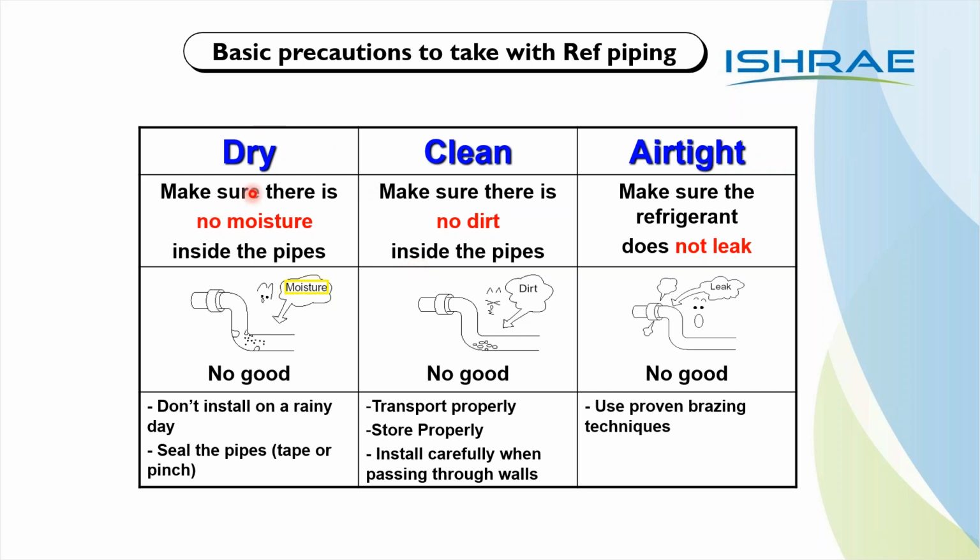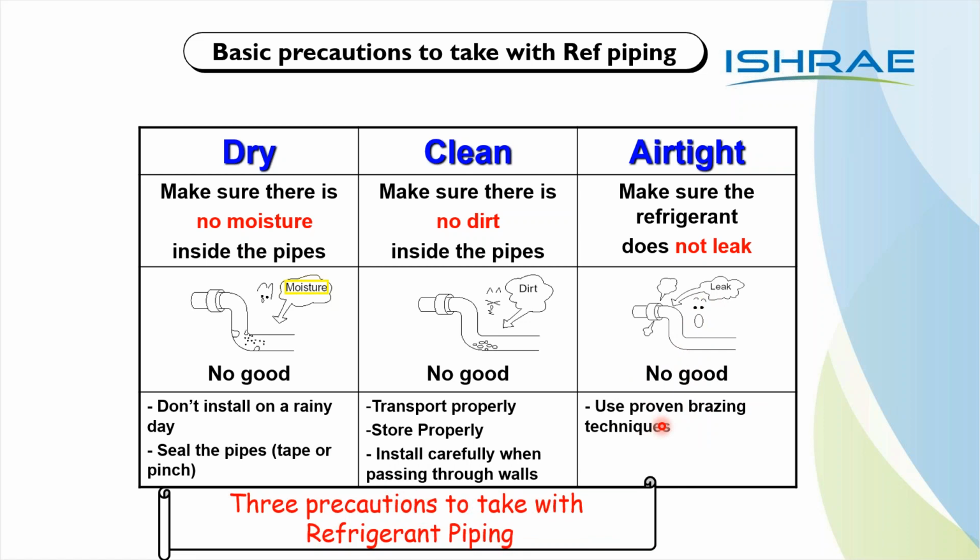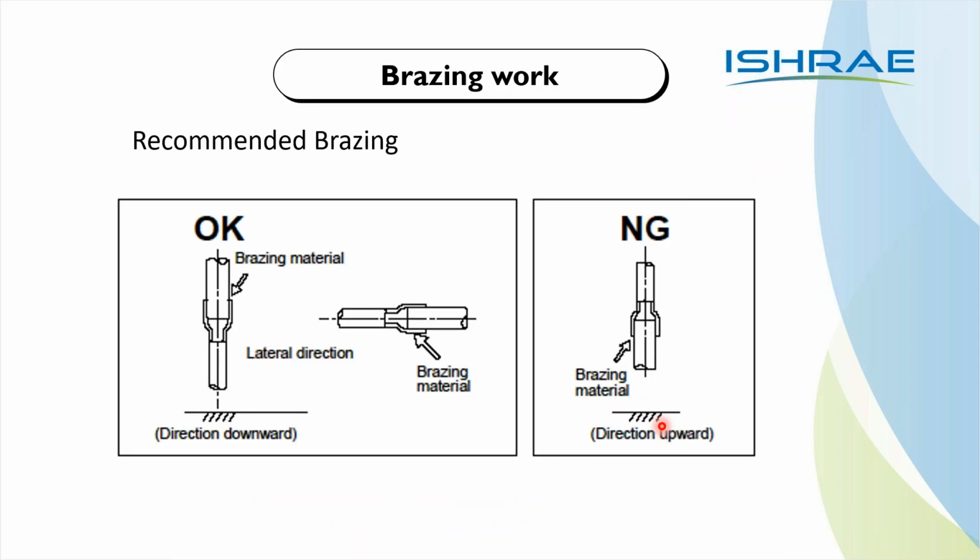So you need to have a dry pipe. There should not be any moisture. Make sure that you clean the pipes. You can use a cloth and a wrong rod to just push the cloth inside and take it out from the other side. Make sure that there is no dirt inside, and make sure that the refrigerant does not leak. That means use proven brazing techniques. 3 precautions to take with refrigerant piping: it has to be dry, clean, and it has to be leak proof.